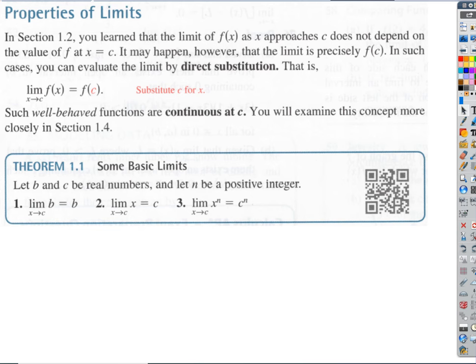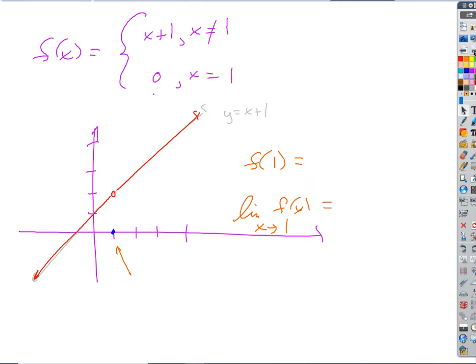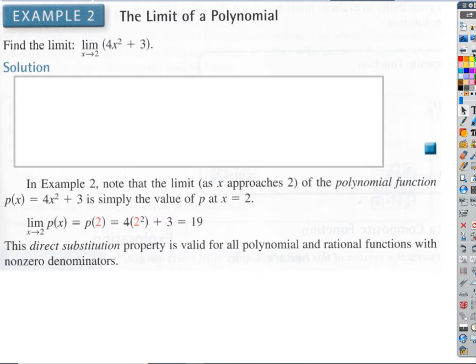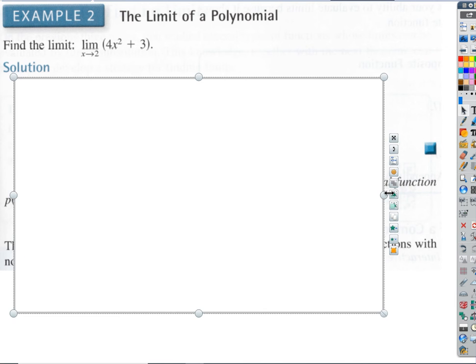So before we do that, let's look at the easiest types of limits to take. Like for example, what if I want to take this limit right here? Find the limit, evaluate the limit. What's the limit of this function, 4x squared plus 3 as x approaches 2? Anybody want to suggest a way of doing this problem, maybe?